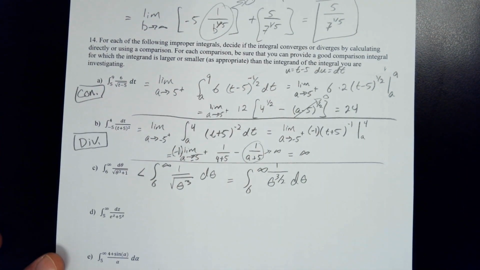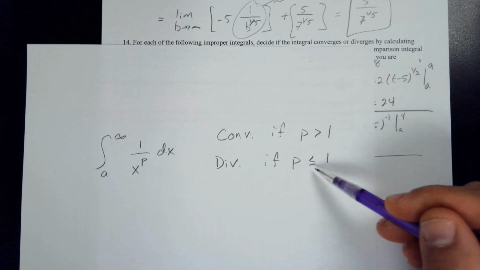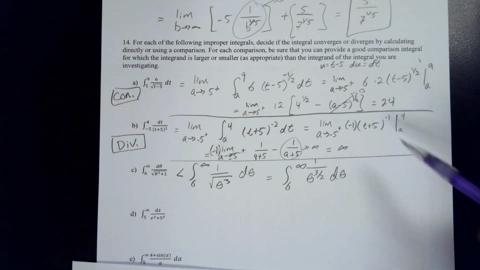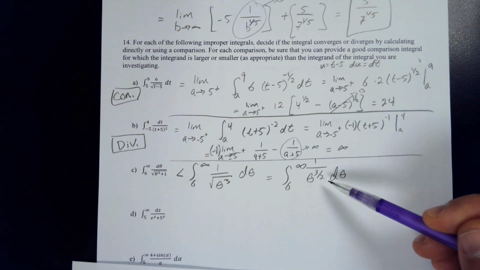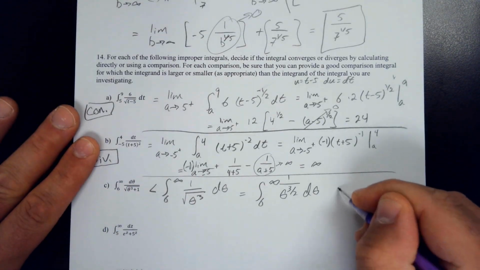So I think about 3/2. I think about that rule we just mentioned, that if p is bigger than 1, it converges. If it's less than or equal to 1, it diverges. Well, our p in this case is 3/2. That's definitely bigger than 1. So this one converges.